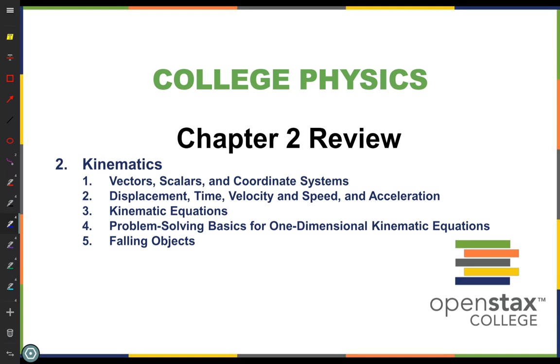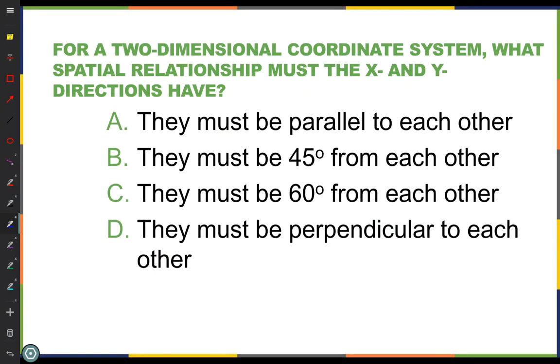So picking back up, we need to be able to solve these problems. And so I'm going to have 2 questions here on problem solving. The first one, a very important thing, but a simple one to do. For a 2-dimensional coordinate system, what spatial relationship must the x and y directions have?